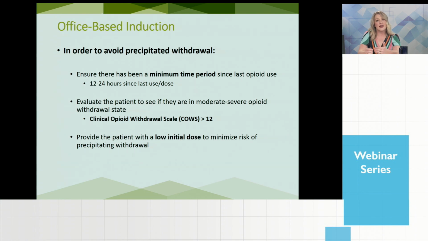Ways to do that are by telling them to not use or take an opioid for a certain amount of time. And we said about 12 to 24 hours. If a patient says to me, there's no way I could go 12 hours without using, that's okay. I just want them to come to me when they're in withdrawal. And then we can use something called a clinical opioid withdrawal scale to assess how much withdrawal they're in.